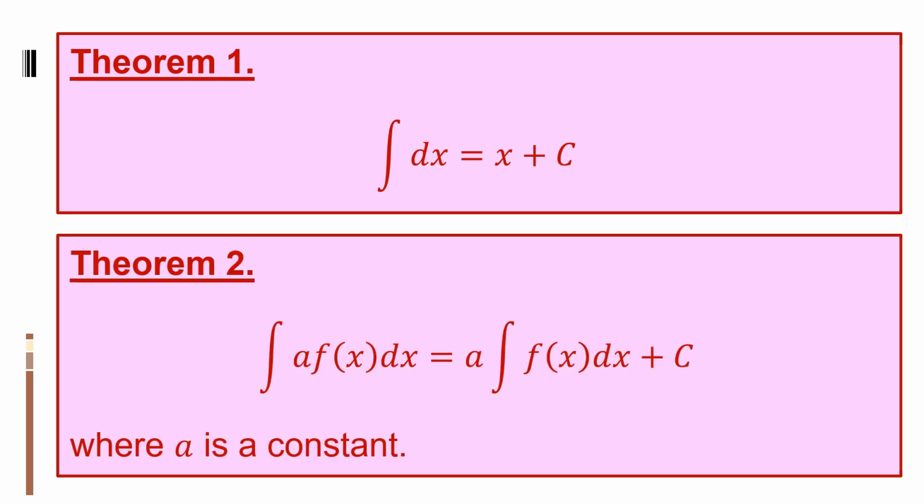Next, the integral of a constant times a function dx is equal to a times the integral of f of x dx plus c. So, pwede natin actually ilabas yung constant, tapos yung function na lang yung hahanapan natin ng antiderivative.